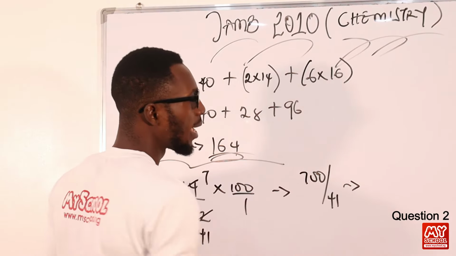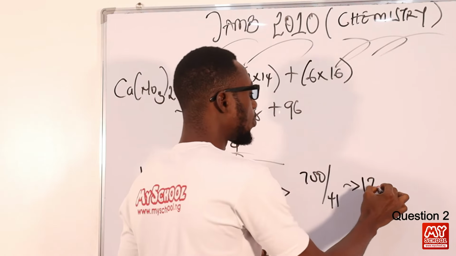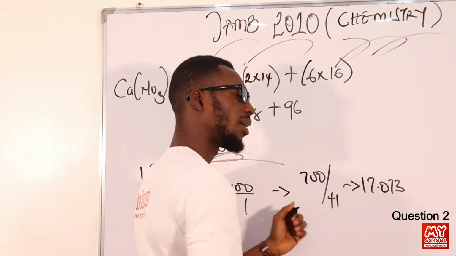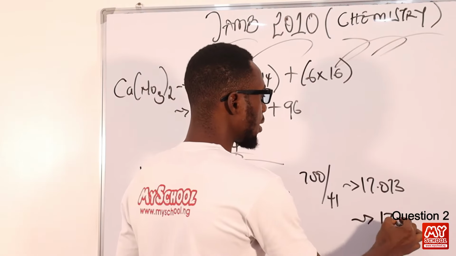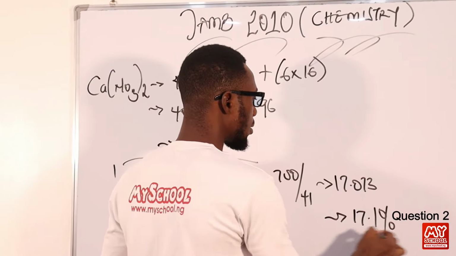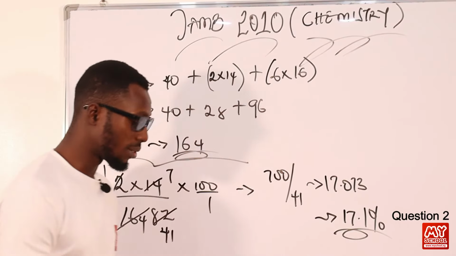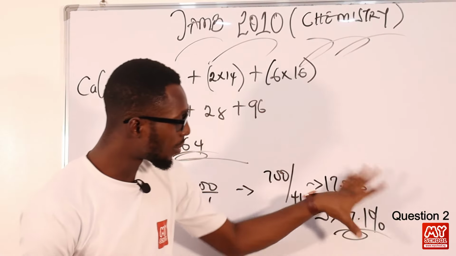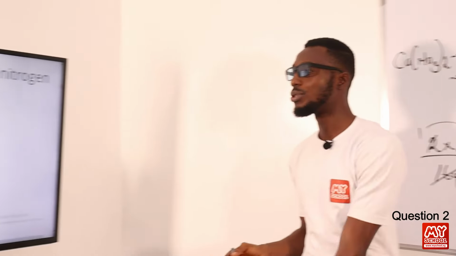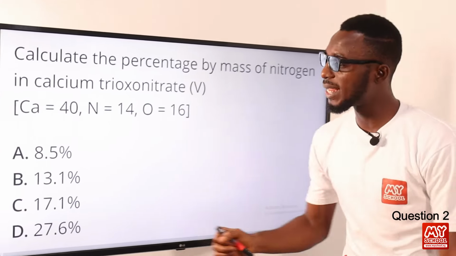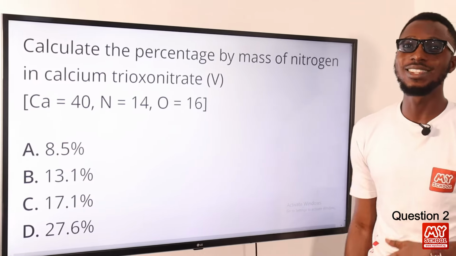If I divide this, I should have somewhere around 17.073. If I want to bring it down to 1 decimal place, I should have 17.1%. Let's see if I have something around this in the options provided. Yes, I can find that in option C. So option C is the correct option.